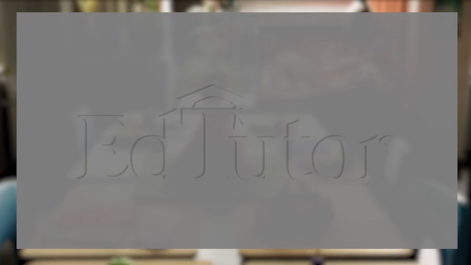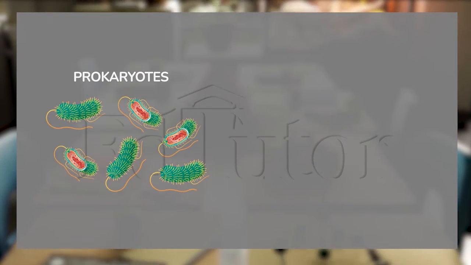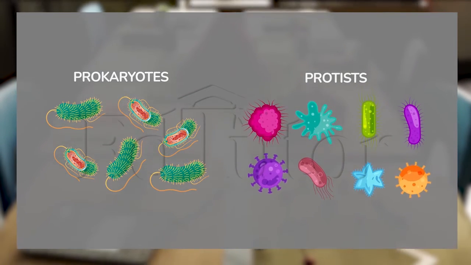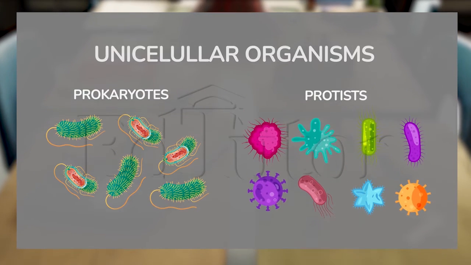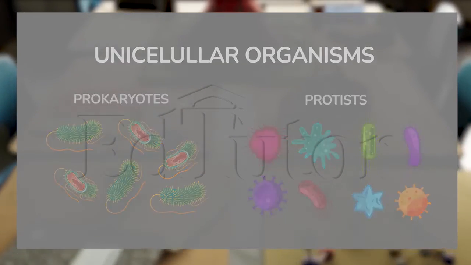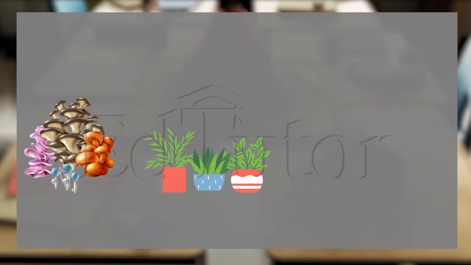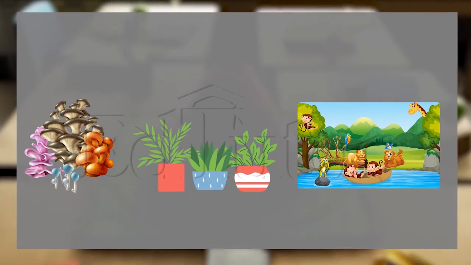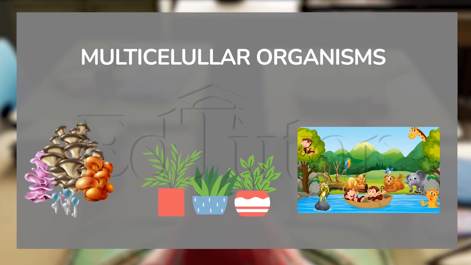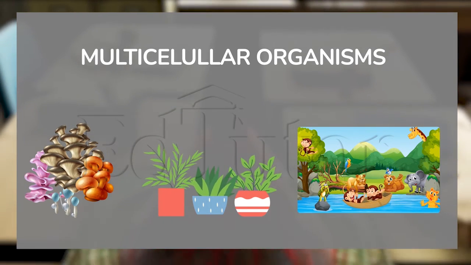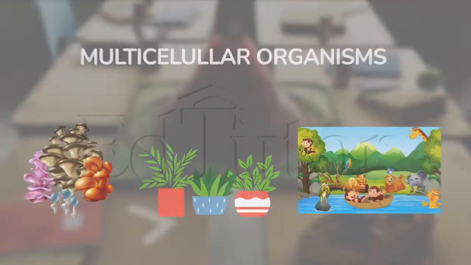Now, some organisms, like the prokaryotes and protists, are made up of entirely just one cell. They are called unicellular organisms. Others, such as some fungi and all of the world's plants and animals, are multicellular organisms. These are made up of multiple different kinds of cells.